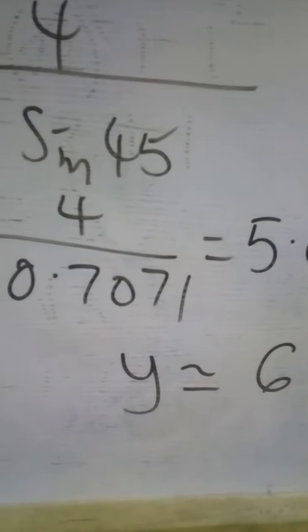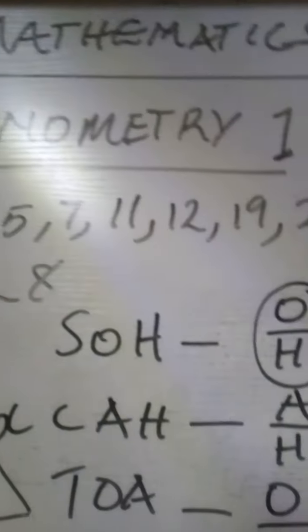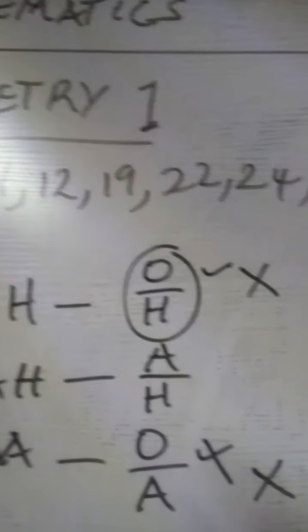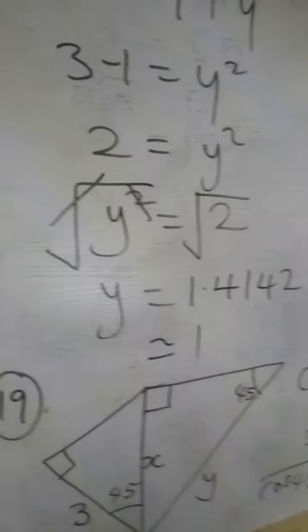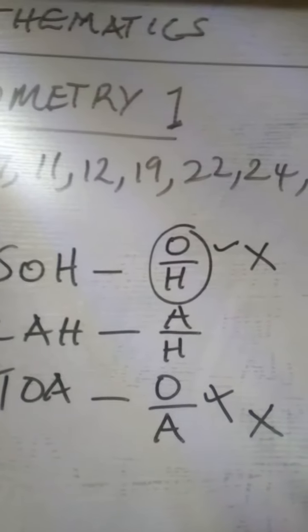So that is how to do trigonometric ratio. That's how to find the sides given under here. So we're going to continue to the next question. We've solved question 5, question 7, question 11, question 12, and we just finished question 19, which is this one. Then we're going to continue from question 22 shortly. Stay tuned.